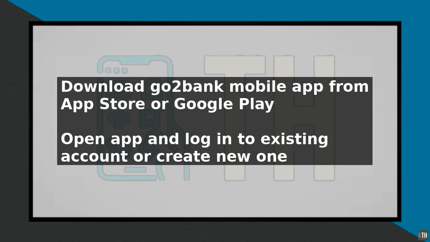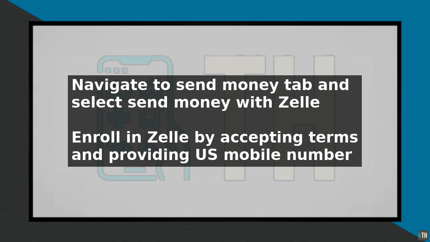Then select Send Money with Zelle. If you have not already enrolled in Zelle, you will be prompted to do so. To enroll, you will need to accept the terms of service and provide your US mobile number or email address. After enrolling in Zelle, you can start sending money to friends and family.